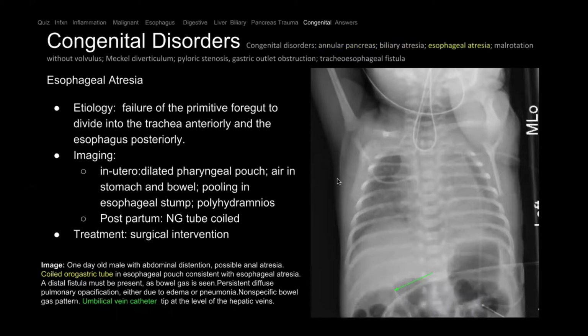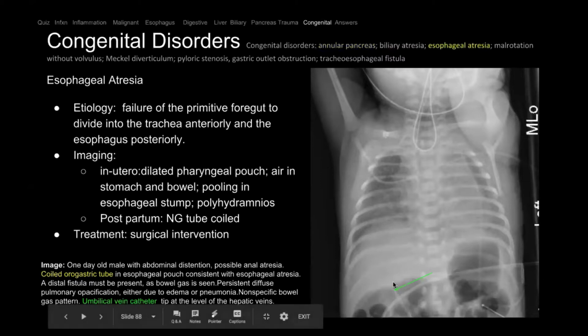Here, congenital disorders called esophageal atresia. This patient here had an NG tube placed, and the NG tube coiled on itself. It's a young child. You can see that the physis is not formed. And this is because there's an atretic segment with discontinuity of the esophagus. Here we have an umbilical catheter.